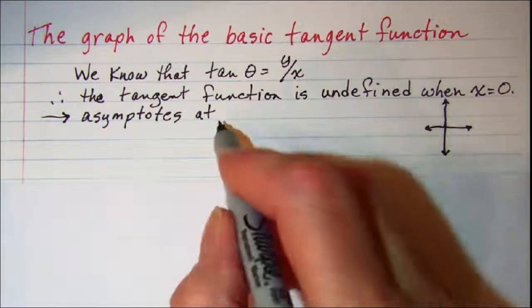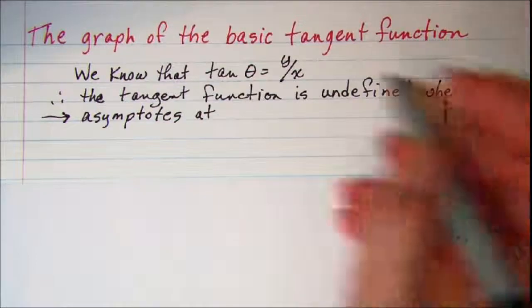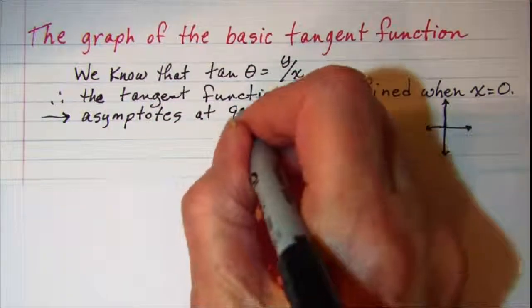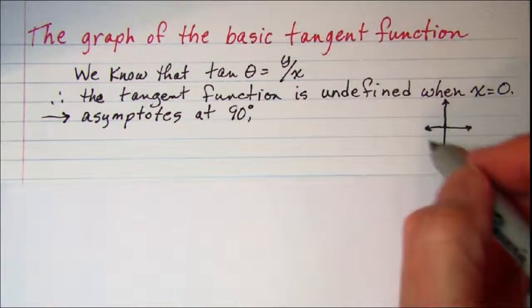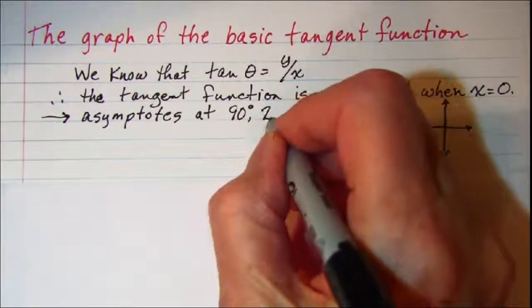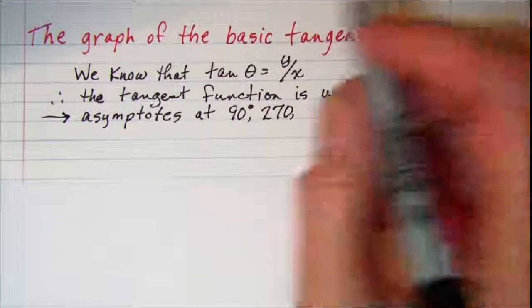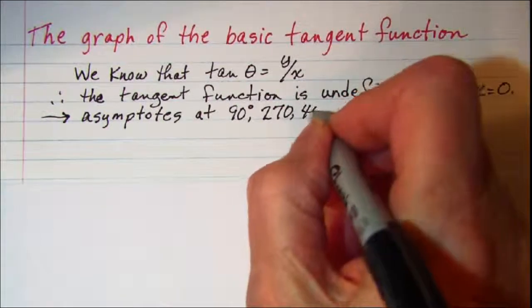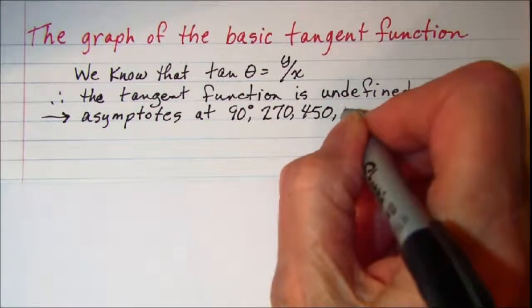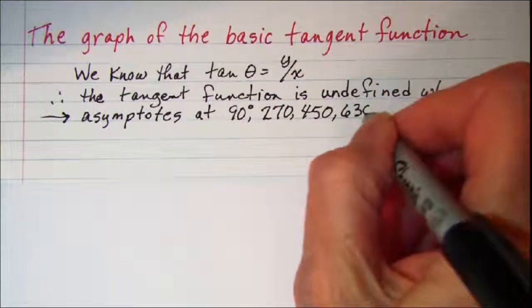So we have asymptotes at 90 degrees, and then 270, and then if we make a complete revolution, we have 450 and 630 and so on.